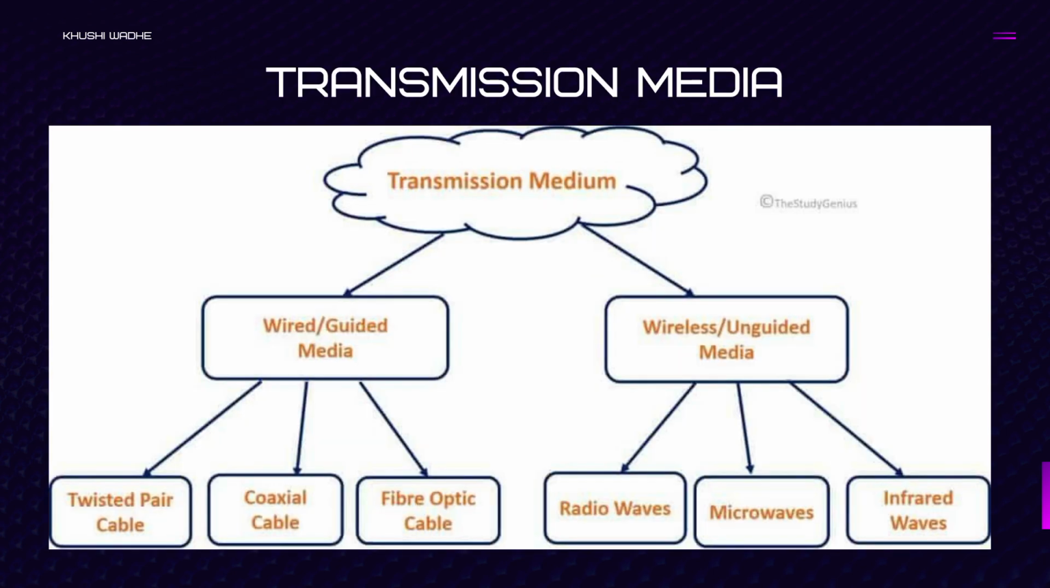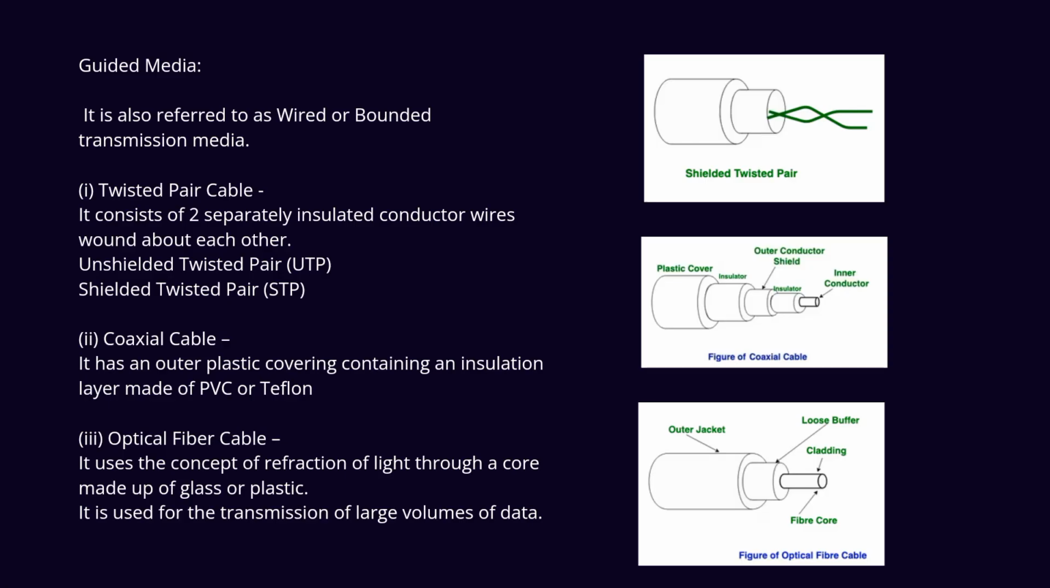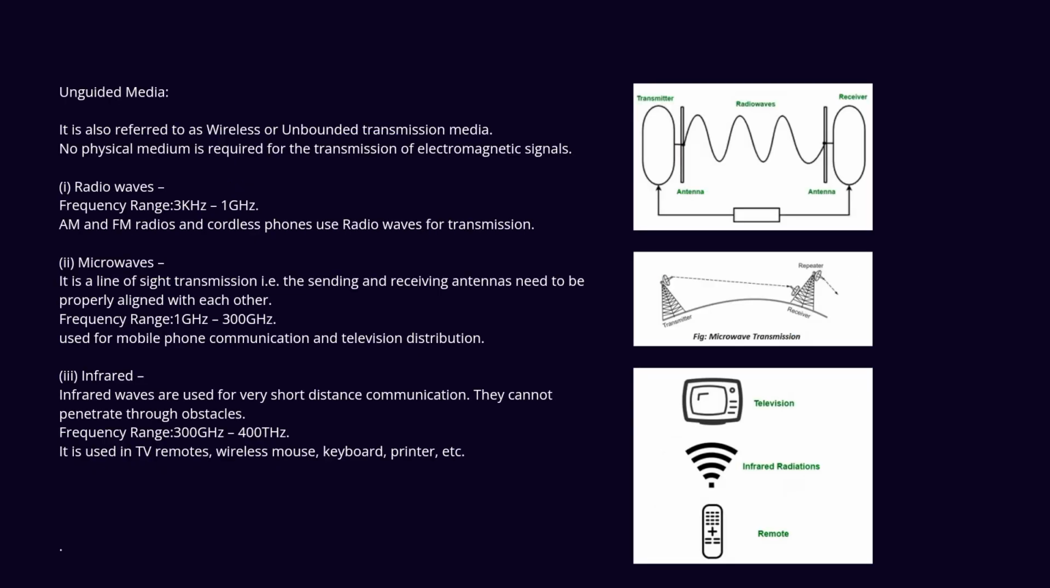Now the next topic is the transmission media. The transmission media is divided into two main categories: the wired or guided media and the wireless or unguided media. It is also known as bounded or unbounded media. The wired or guided media is divided into three main types: the twisted pair cable, coaxial cable, and fiber optic cable. And the wireless or unguided media is divided into three parts: the radio waves, microwaves and the infrared waves.